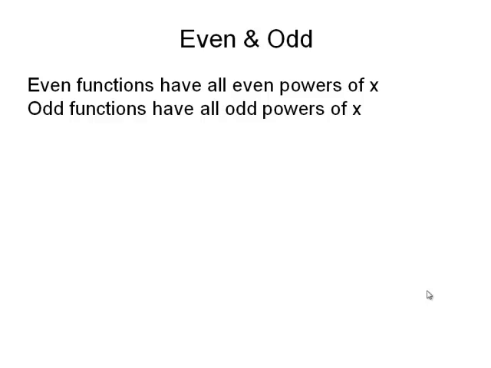Now, even functions and odd functions, you can just look at the powers. Even functions have all even powers. Odd functions have all odd powers. If they're just mixed up, it's neither one. So suppose you have what we had before, x squared plus x to the 4th. Those are even.